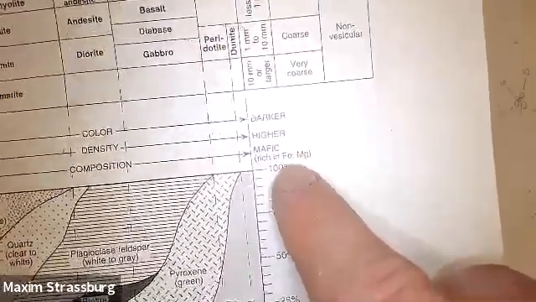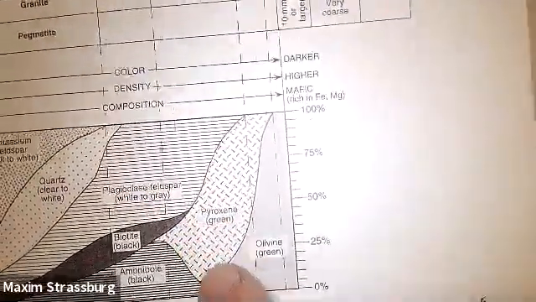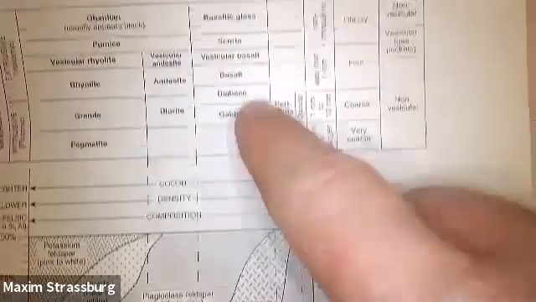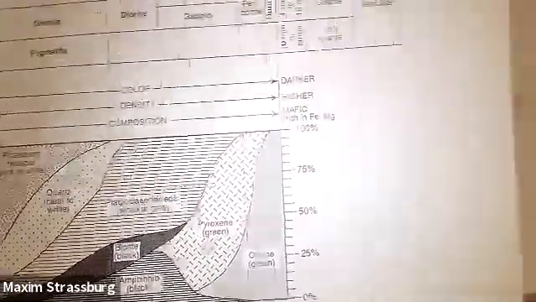Okay, darker in color, higher in density. It's mafic, meaning it's rich in iron and magnesium. And then all of these minerals that are underneath it, following the chart down, would be present in scoria.